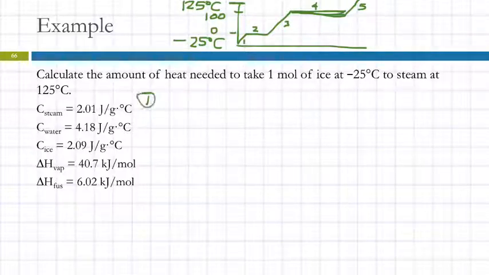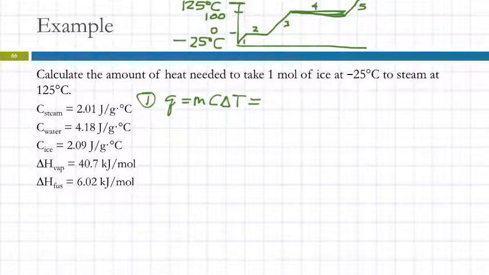Okay, so for number 1, I have ice changing temperature. So I'm going to use Q equals MC delta T. Anytime the temperature is changing, that's what you're going to use. If you try to use that on a horizontal line, you'll see that the change in temperature is 0, and so it's going to go to 0, and that should alert you that maybe don't use that one. Well, what's the mass of ice that I have? I have 1 mole, right? What's the mass of 1 mole of water?